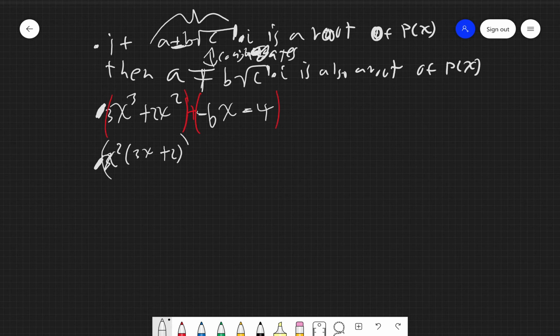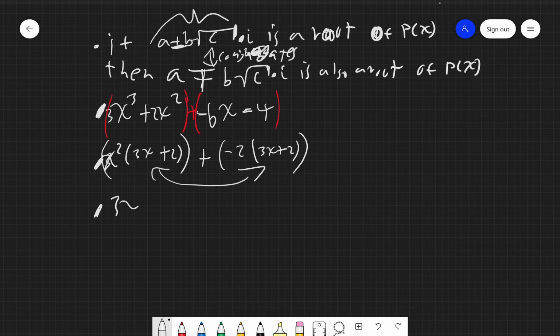Alright, and now we have that. That's the first part factored, and then that plus the second part factored. We can factor out a -2. We can also factor out a 2, but you'll see why I'm going to do a -2 in a second. So we have -2 times 3x plus 2. Notice these two have a factor of 3x plus 2, so we can factor that out of the whole thing. And then we're left with x squared minus 2.